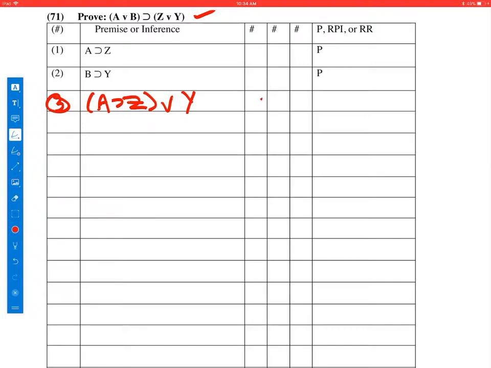A, then Z or Y. I'm going to add a Y to 1. This is from 1 by addition. And 4, I'm going to do this: B then Y, and then add or Z to 2 by addition. Okay.